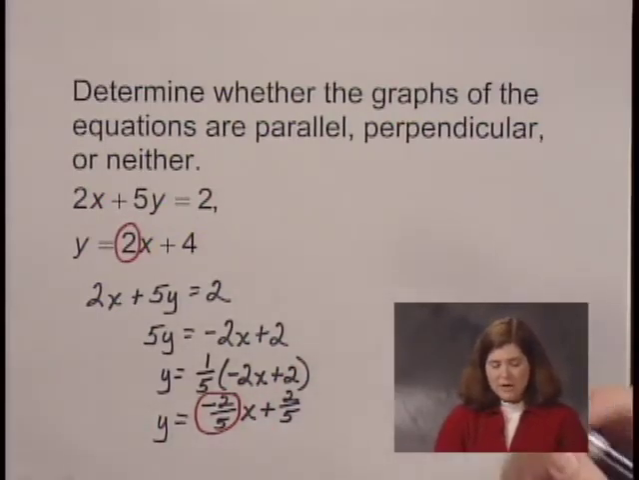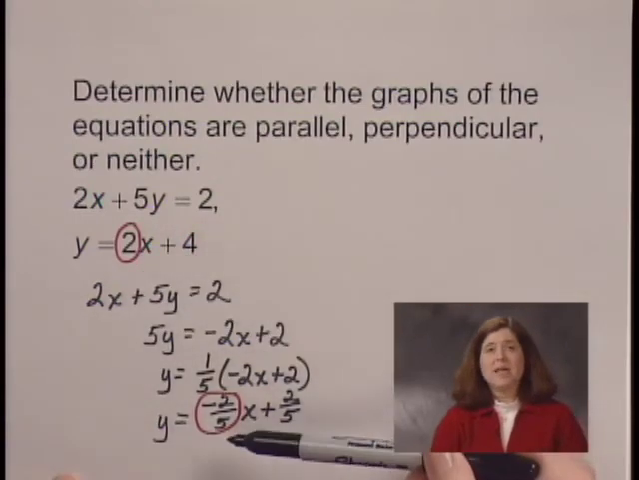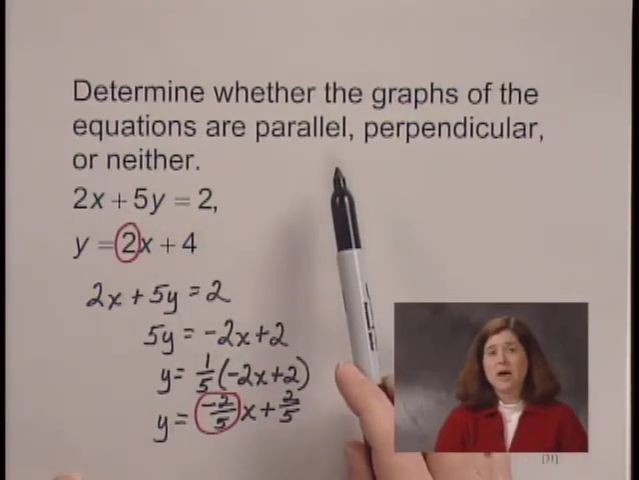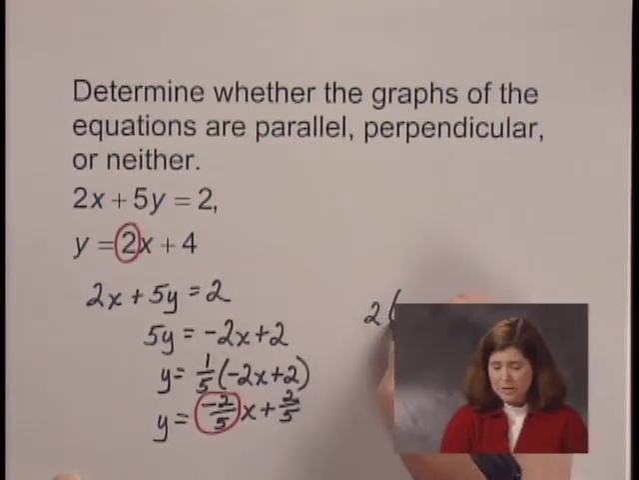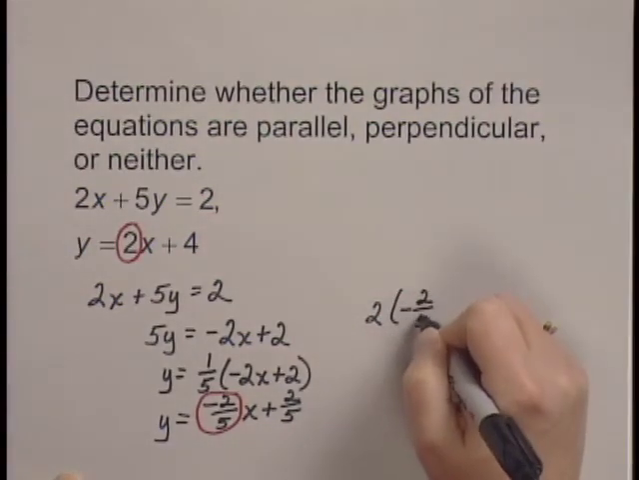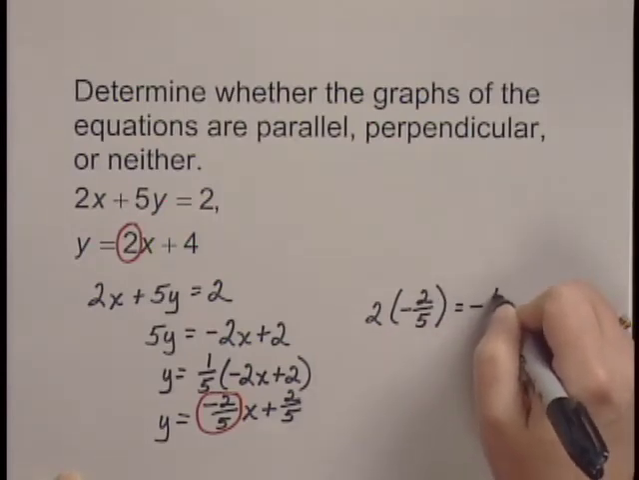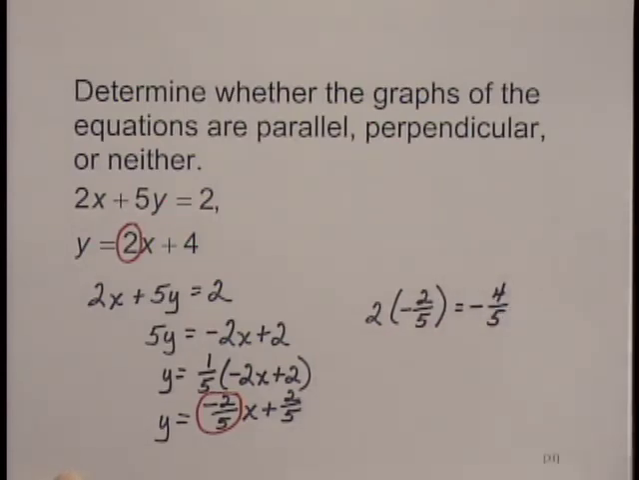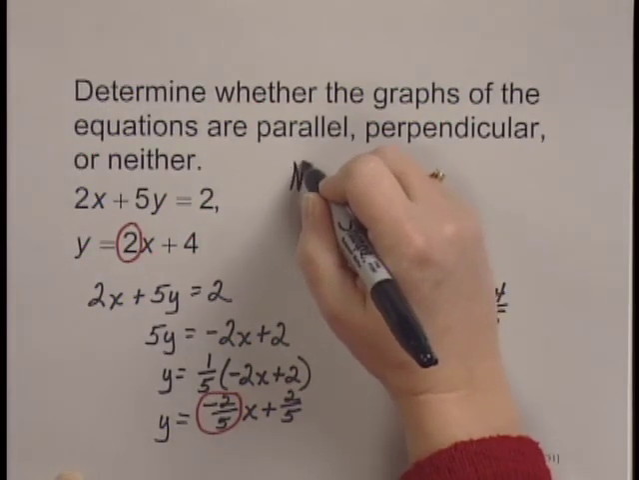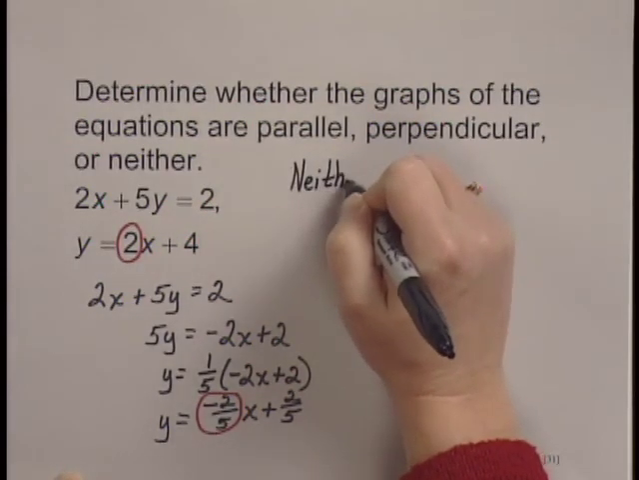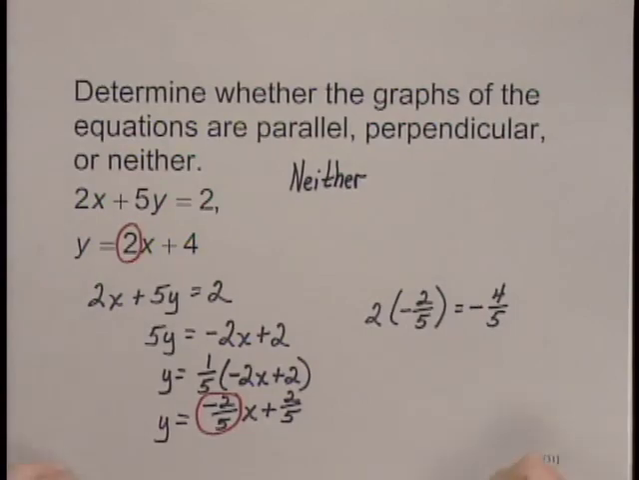Now we can see directly that 2 is not the same as -2/5, so the graphs are not parallel. If we multiply 2 times -2/5, we get -4/5. That is not -1. So we also know that the graphs are not perpendicular. So the answer to this is that they are neither parallel nor perpendicular.